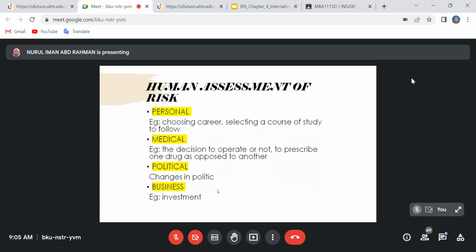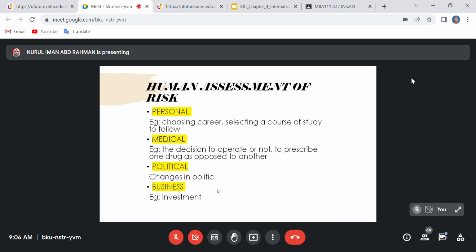Okay. And the last one, under your topic 2, part 2, human assessment of risk. There are 4 human assessments of risk. First, personal, where we ourselves face it every day. In choosing a career, in choosing what to eat, the course that you want to take, to choose your spouse, to choose your everyday life, that is personal. And then medical, which is faced by medical practitioners, doctors, nurses, everyone that works in the medical field. They will have at least a human assessment of risk.